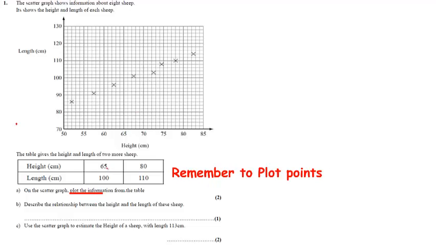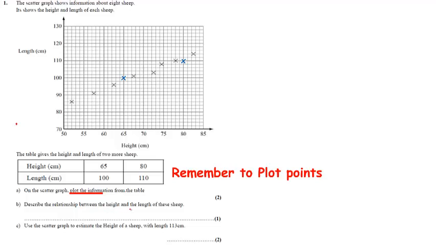Here are the points. So the first one, 65, 100, go along to 65, up to 100, and we're going to put that point there. And then the next one, 80 to 110, go across to 80 and up to 110 and put that point there. Those are straightforward to plot, pretty straightforward.